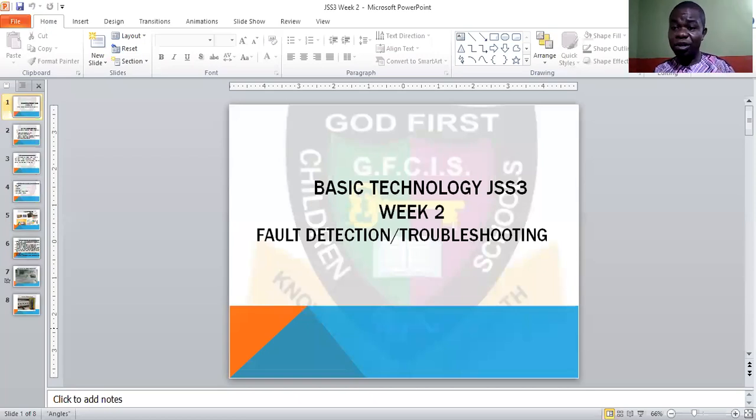This morning, we're going to look at your week 2 topic on basic technology called troubleshooting or fault detection. I come again, troubleshooting or fault detection. Fault detection also means troubleshooting. They are the same thing. What really do we mean by troubleshooting or fault detection?